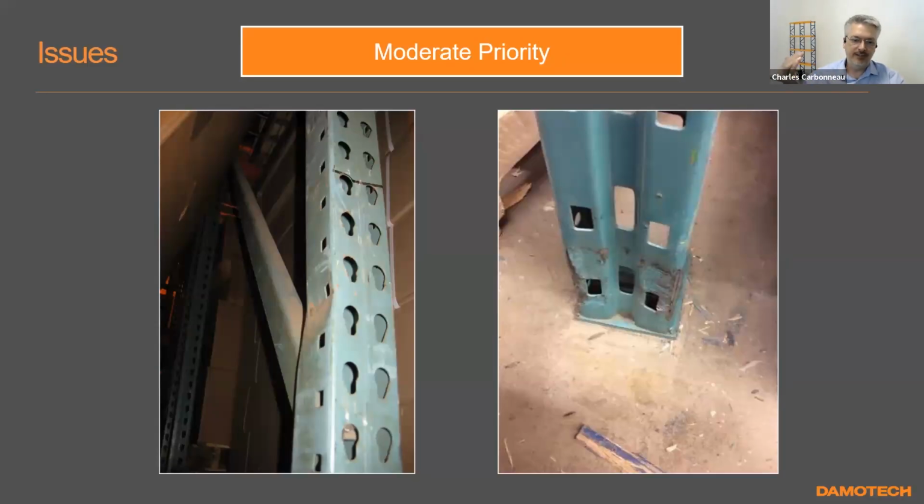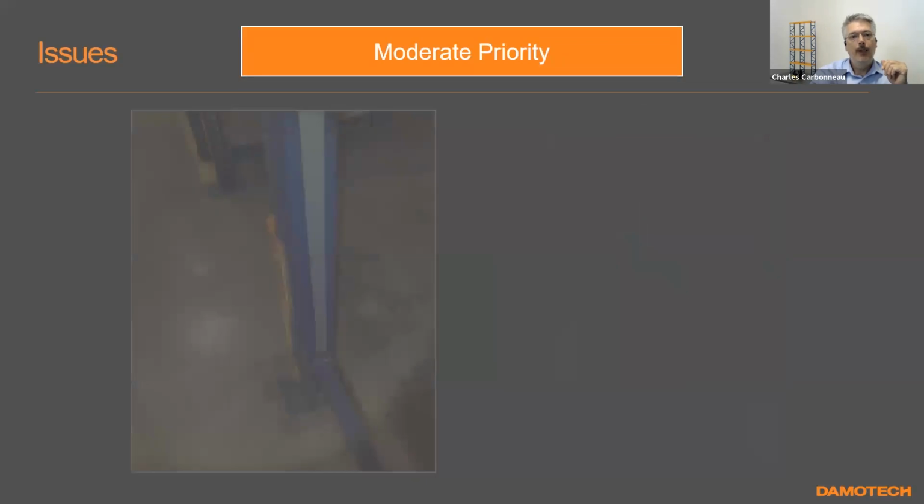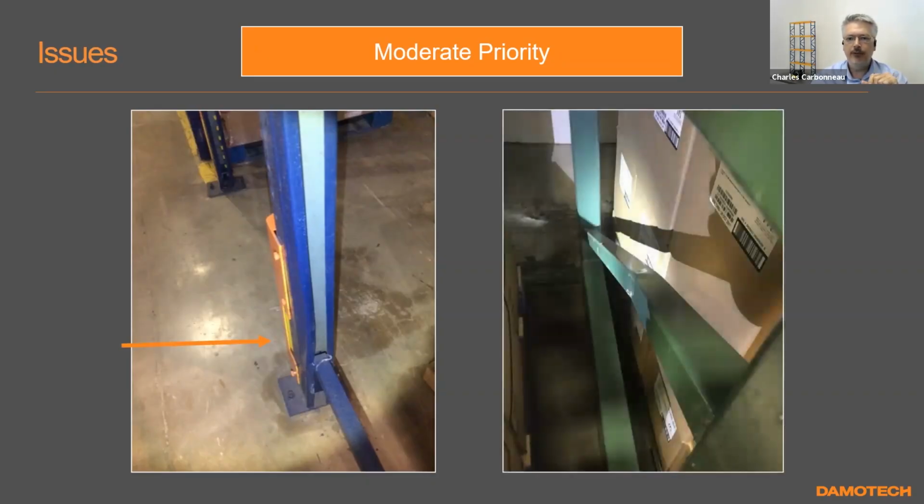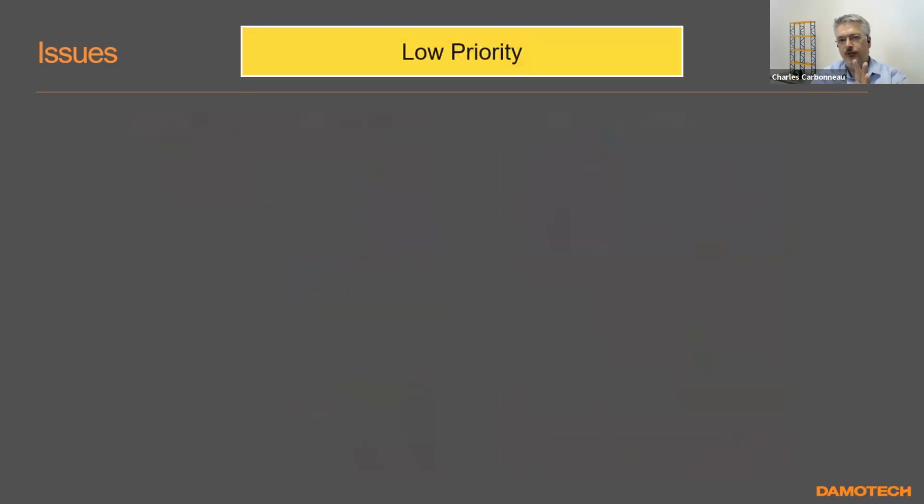When you're done with your inspection, you look at how many high priorities and unloads you have, and it gives you a sense of the importance of your moderate issues, because you've got to fix the high priorities first, right? Other examples here, we have a slightly deformed back lip of a column, and here a slightly deformed diagonal brace that just entered that gray zone.